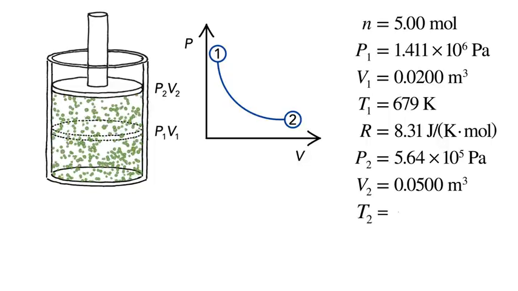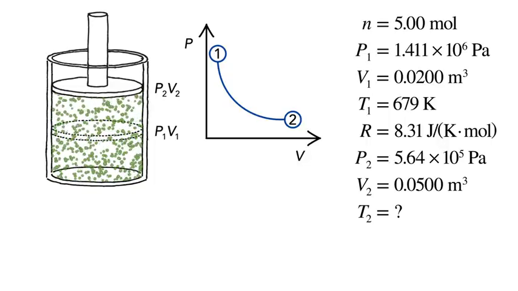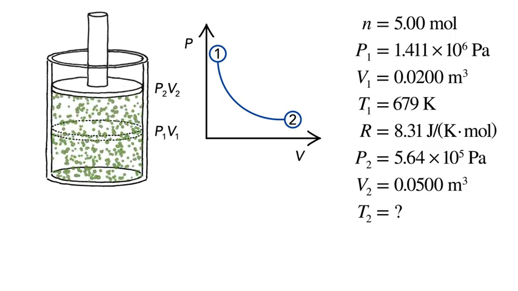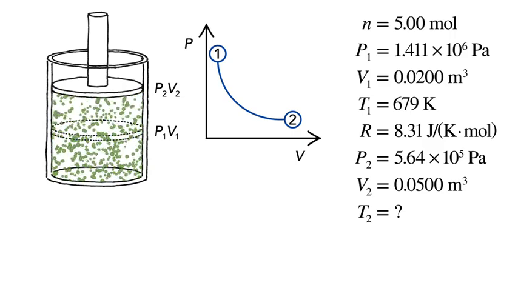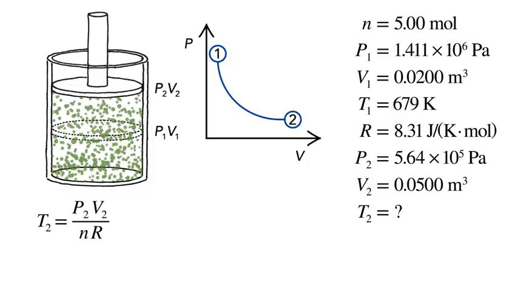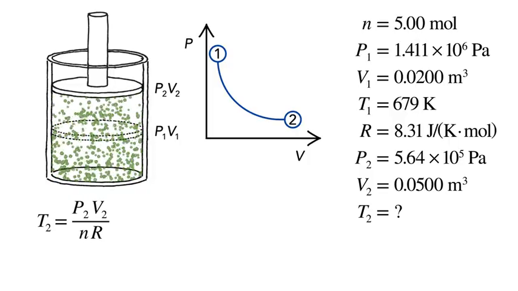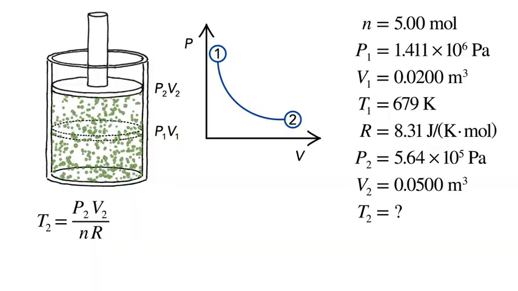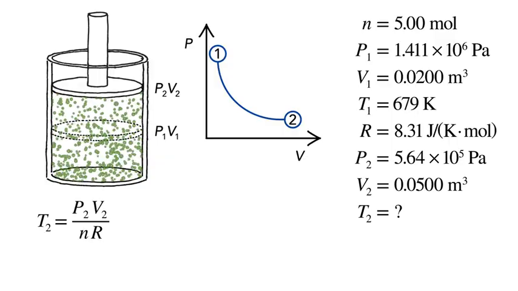The final temperature will depend on the amount of energy that is transferred into or out of the system in the form of work and heat. However, you can still calculate the final temperature, T sub 2, since you know the final volume, final pressure, and amount of gas.